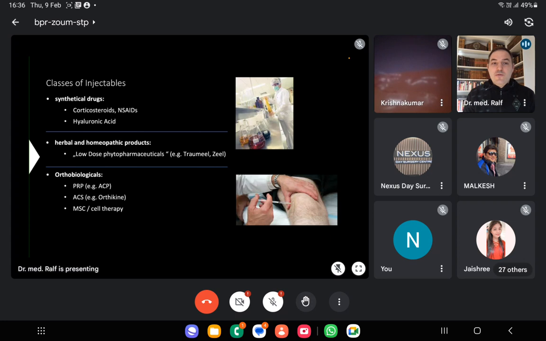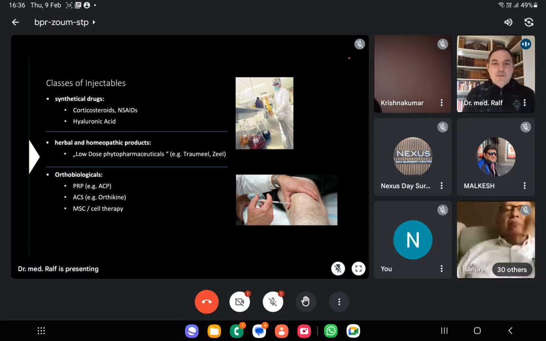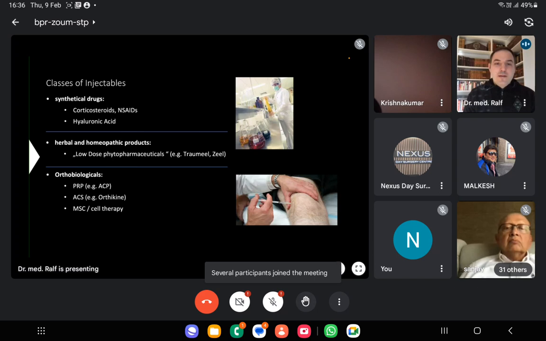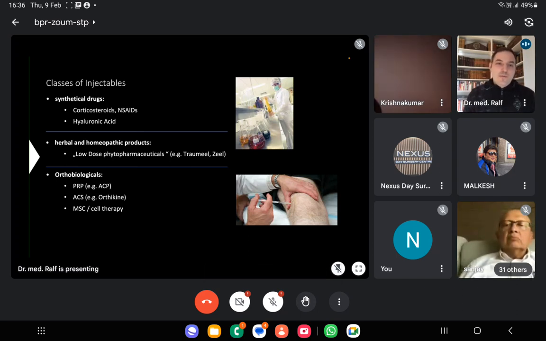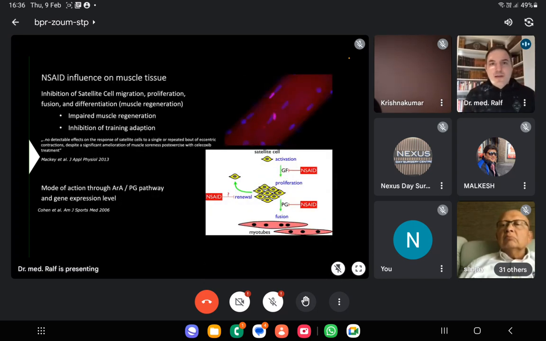And then we do have the newer orthobiologicals. So these are classes like PRP, which is mostly derived from blood and contains part of the serum. And we also do have the cell therapy with the multipotent musculoskeletal stem cells. So these are the drug classes we use. And just to give you some reasons why we haven't stuck to these old type of classical synthetic drugs.